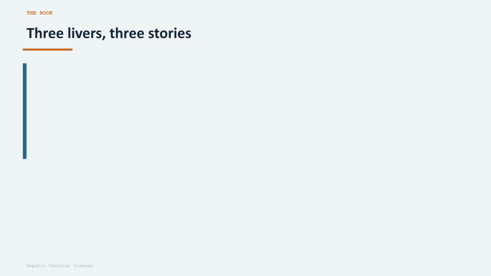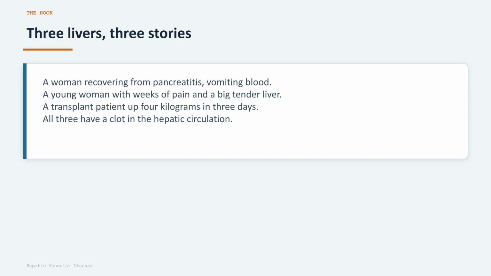3 patients, 3 very different nights. The first is a woman recovering from pancreatitis who starts vomiting blood. The second is a young woman with weeks of belly pain and a liver you can feel below the ribs. The third is a stem cell transplant patient who has gained 4 kilograms in 3 days. All 3 have a clot somewhere in the hepatic circulation. Same organ, completely different stories.